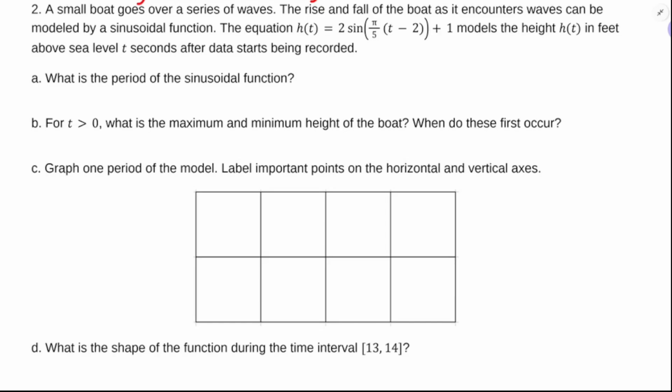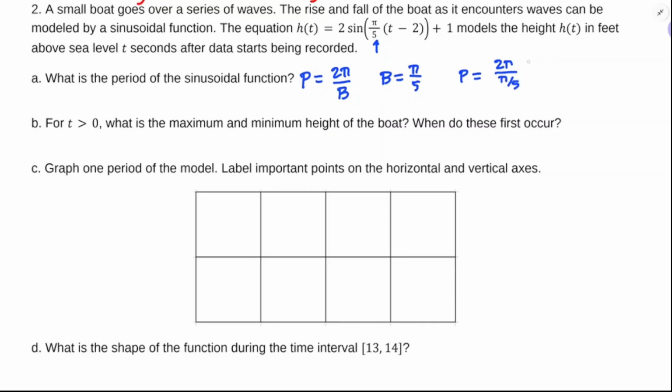All right, that makes sense to me. What's the period of the sinusoidal function? So we do the same thing. Period equals 2 pi divided by b, and b is going to equal pi over 5. So I'll say period is 2 pi divided by pi over 5.